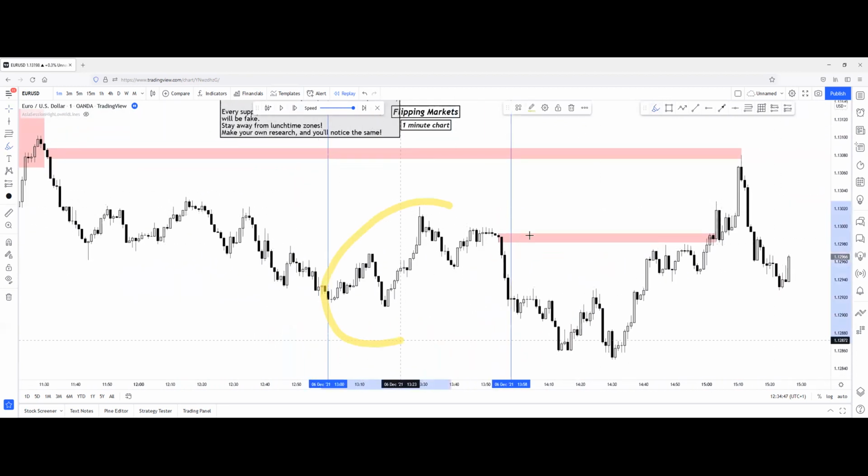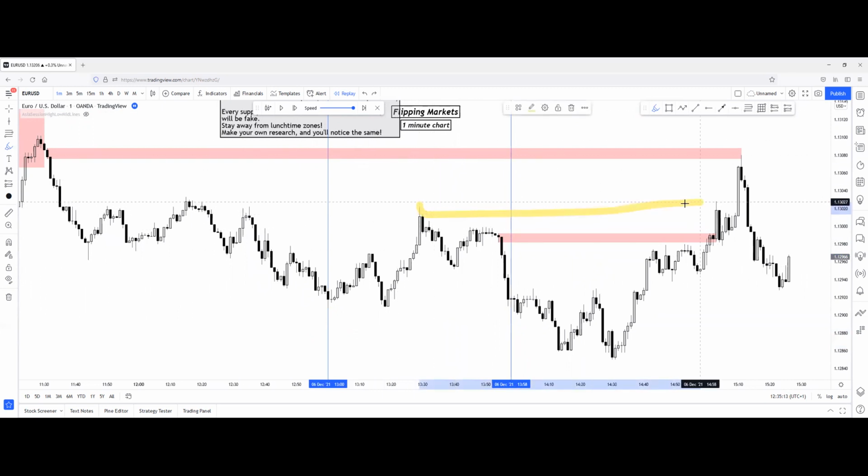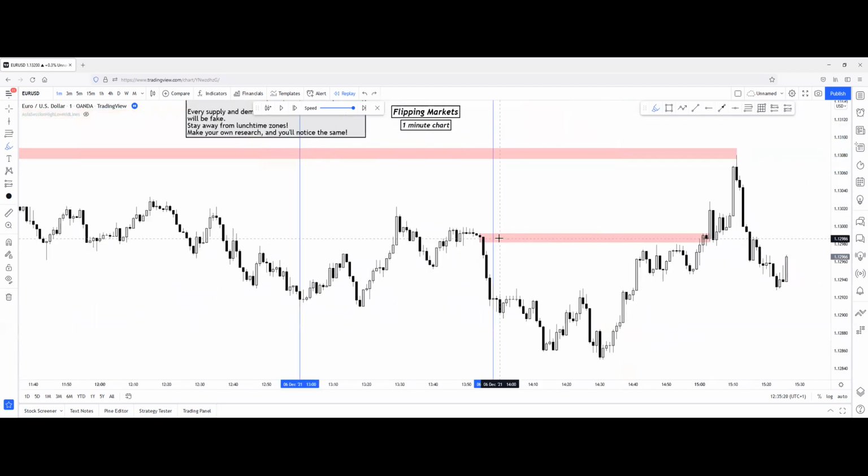Okay, let's take a look one more time at this zone. As you can see, this zone was taken out by this movement. This zone was taken out by this movement. This zone was taken out by this movement. So every zone inside of this 1 hour time window was fake. Every zone inside of this 1 hour time window was taken out, mitigated, blew through. Every single one, even this wick right here was fake also. It was just liquidity for the upper, not lunchtime, zone, as you can see.